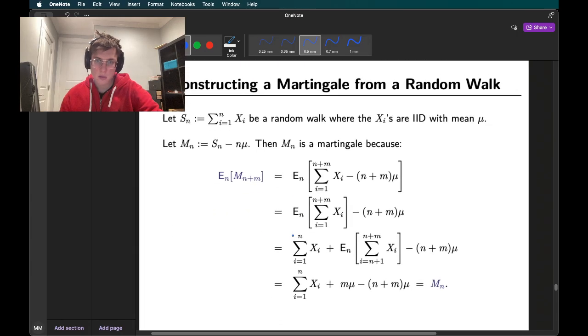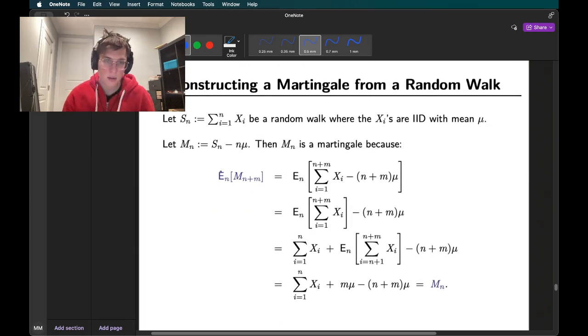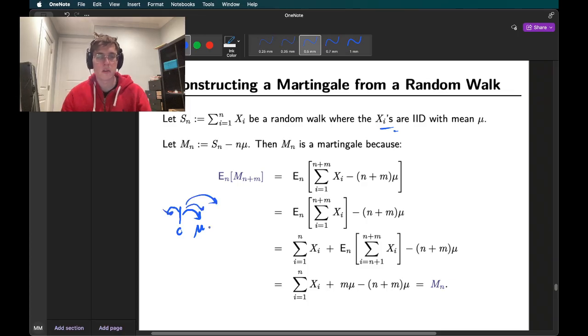Okay. Constructing a martingale from a random walk. Let S_n equal the sum of X_i be a random walk where the X_i's are independently distributed with mean mu. So it's a random walk, so we start at position 0, and on average we're going to walk mu, but surely this is not an infinite jump. We could go here or here, but on average we're going to go by mu, which might be positive or negative or 0.